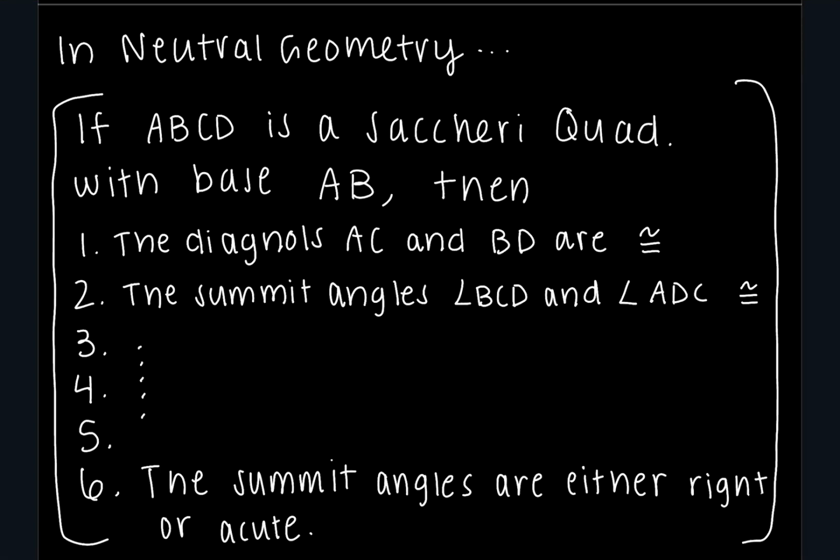In neutral geometry, we have a big proof after we've proven Saccheri quadrilaterals. This proof states if ABCD is a Saccheri quadrilateral with base AB, then we have the following. Our hypothesis here will prove number 1. After we've proven 1, then 2 can be proven, and so on. This goes on for 6 statements, but today we'll just be showing how our hypothesis, which is if we have a Saccheri quadrilateral, shows number 1, that the diagonals AC and BD are congruent.